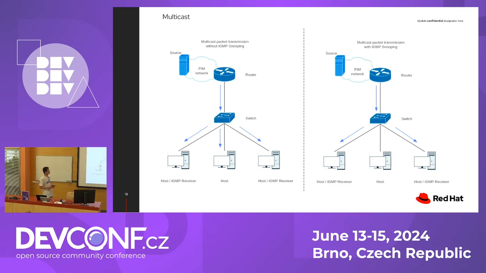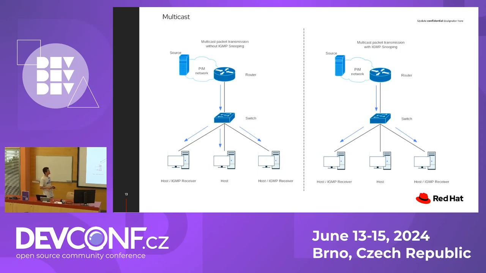What if there's no IGMP snooping on the bridge? That will look like this. The router sends a multicast packet. The switch will forward it to all the ports because it does not know which host joined what kind of group, and even the hosts that did not join the group will receive it. Of course, the host will discard the packet directly, but this also causes useless traffic in the network.